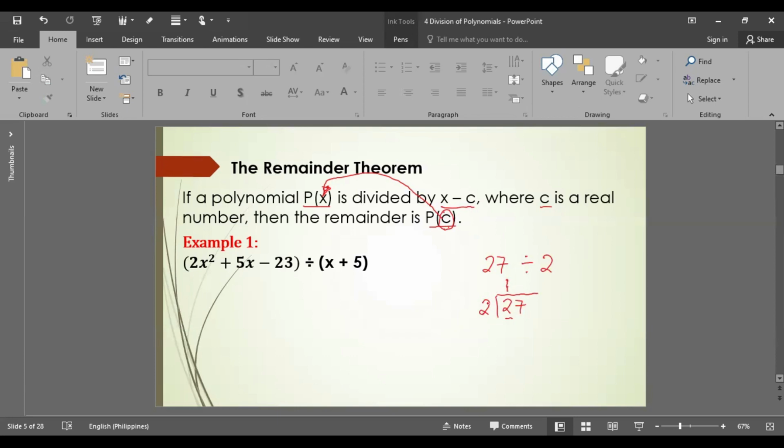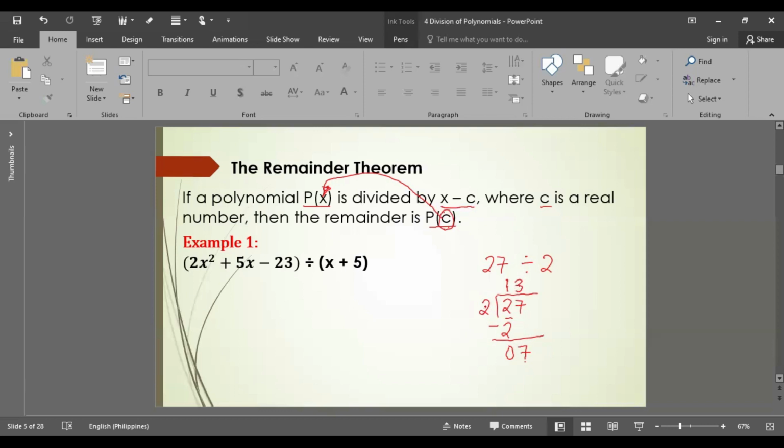Then we multiply this value by 2. We write here the product. Then we perform subtraction. 2 minus 2 is 0. Then we have to bring down 7. Next is to divide 7 by 2. Is 7 divisible by 2? Can we divide 7 by 2? Ilang 2 ang meron sa 7? There are only 3. So we write here 3.